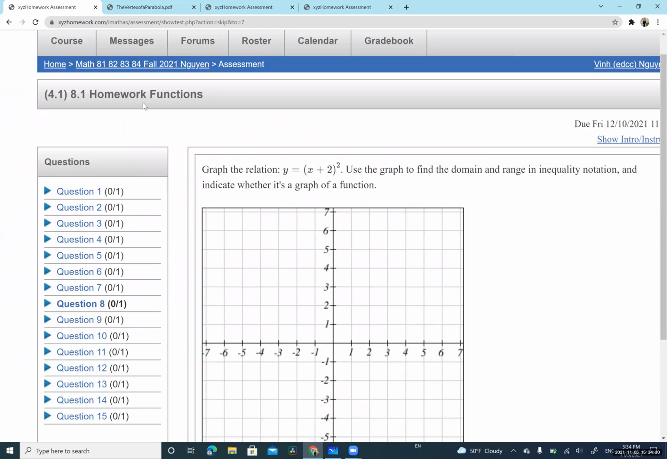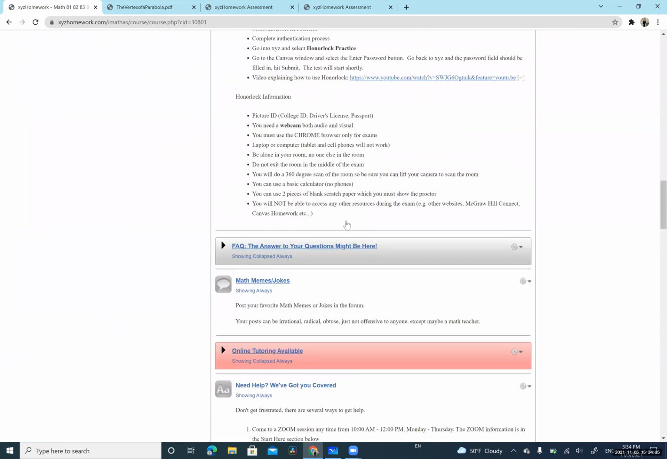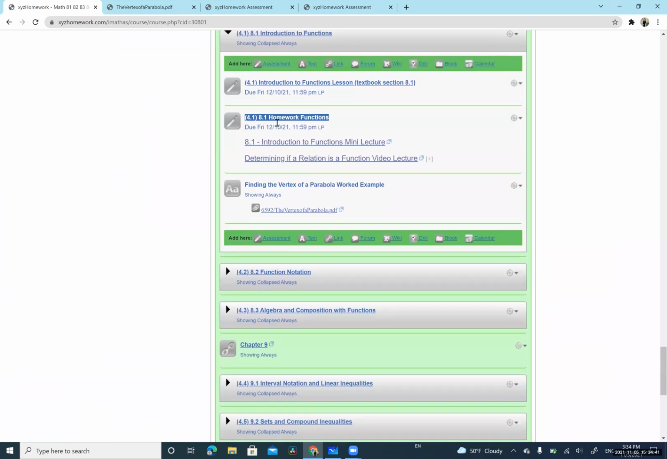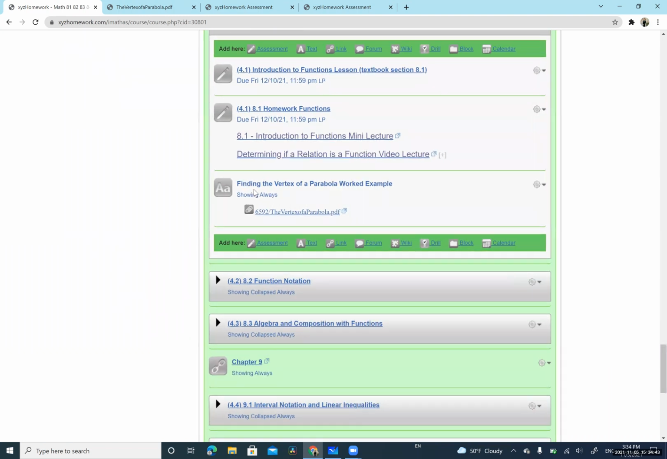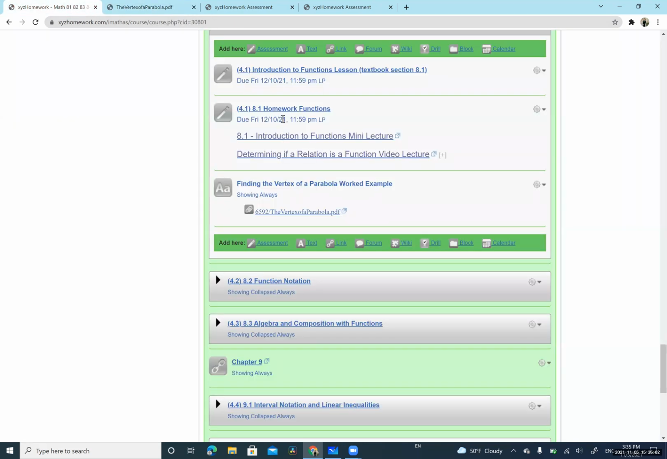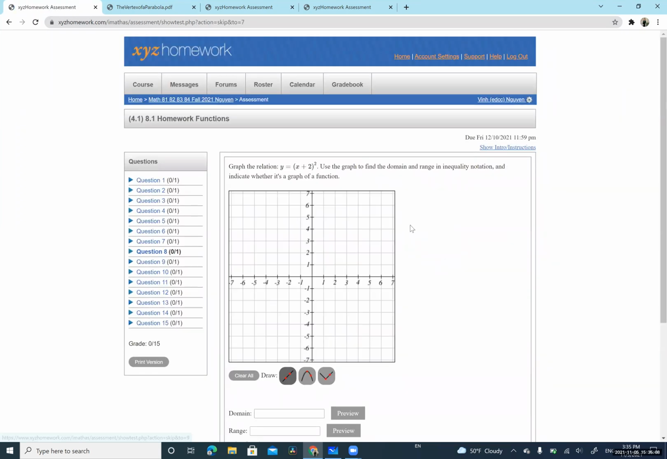If you come back to the course and go to the 4.1 homework, under the 4.1 homework you will find the link to the vertex of a parabola worked example. If you click on this link, it will show you my notes for the vertex of a parabola, and you can take a look at this later. Now let's come back to the problem. Question 8, let's graph this one.